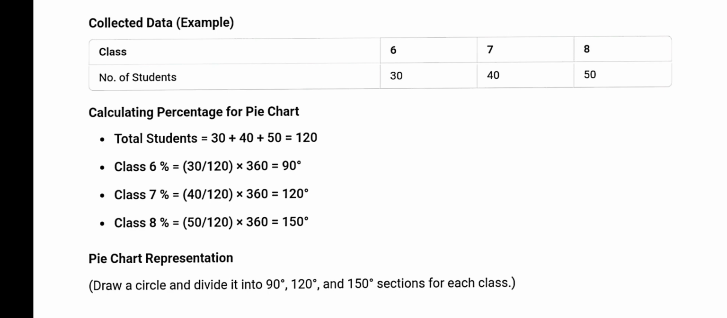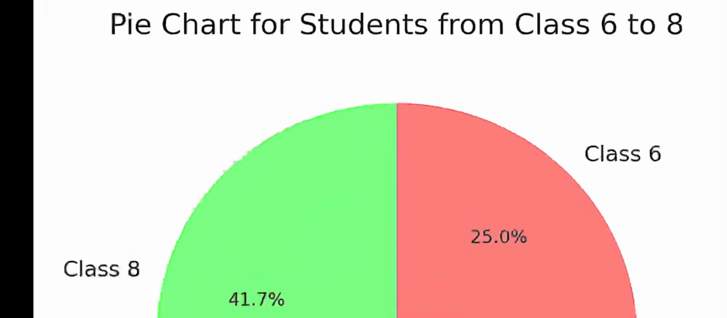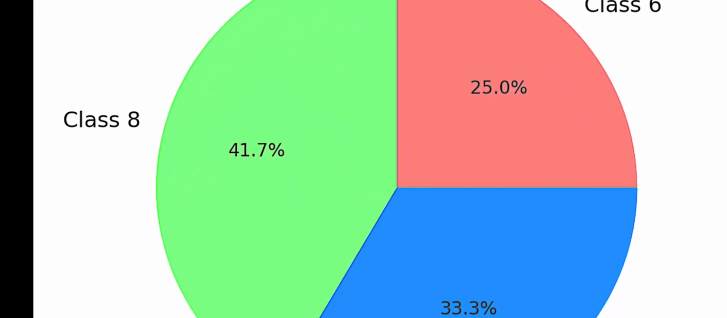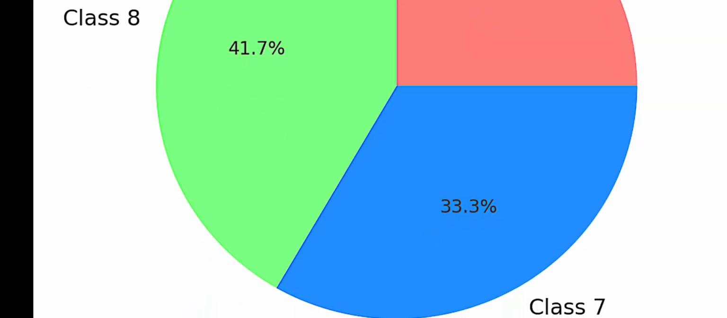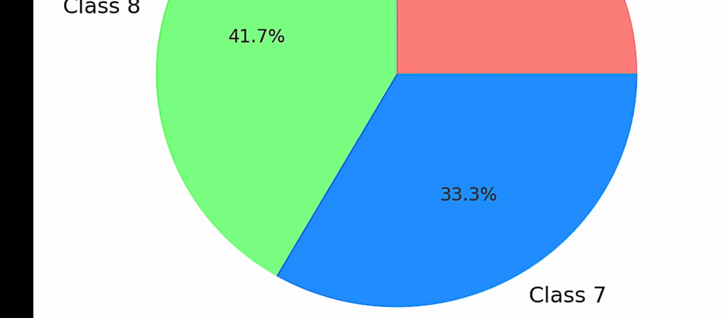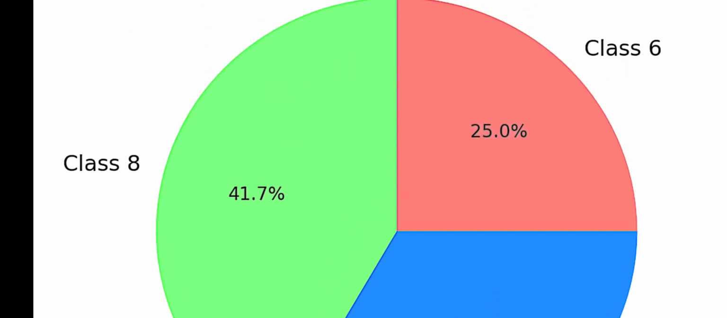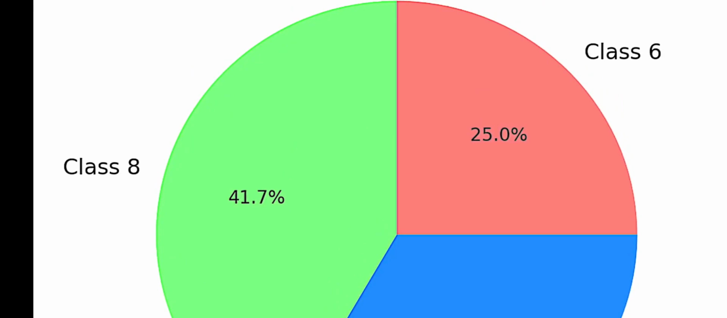Class 6: 30 by 120 times 360 is equal to 90 degrees. Class 7: 40 by 120 times 360 is equal to 120 degrees. Class 8: 50 by 120 times 360 is equal to 150 degrees.